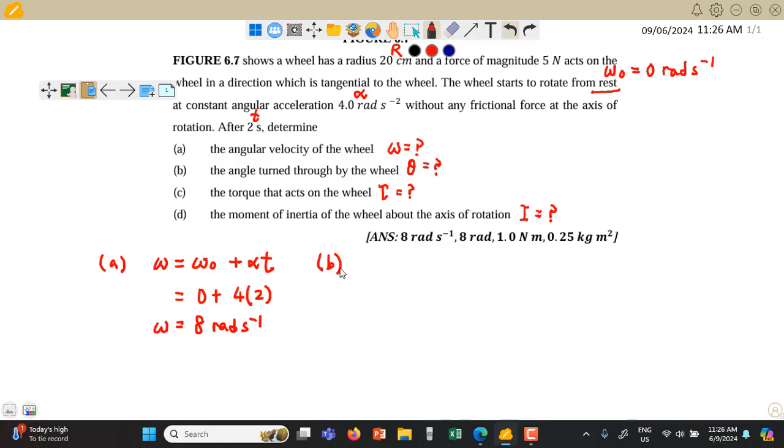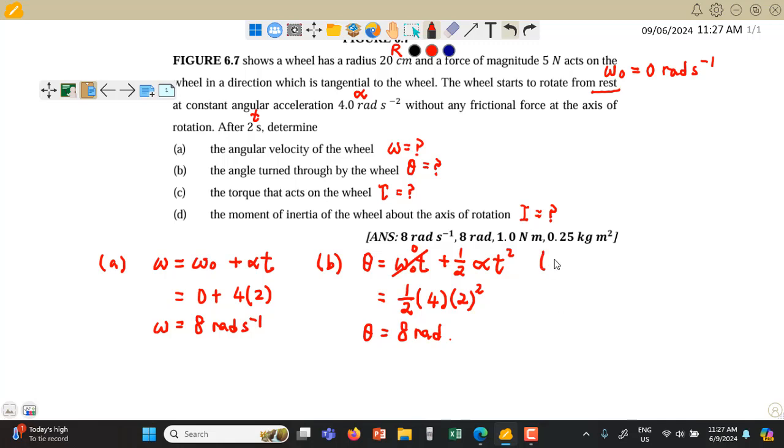Then we move on to question B. To determine the angular displacement of the wheel after 2 seconds, we might use the equation theta equal to omega naught t plus half alpha t squared. Our initial angular velocity is 0, so we will be left with half. Our angular acceleration will be 4. The time taken is 2 seconds, squared. You may pause the video to do the calculations. If you calculate correctly, you should get 8 radian.